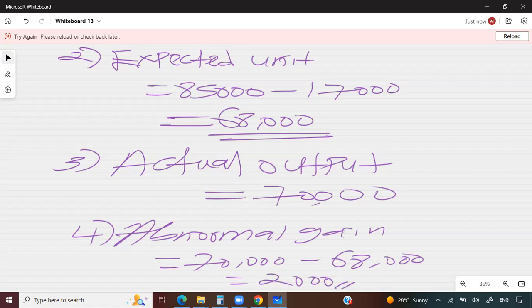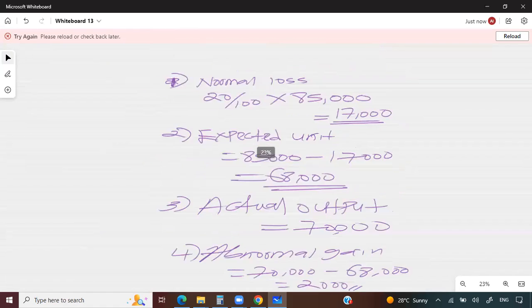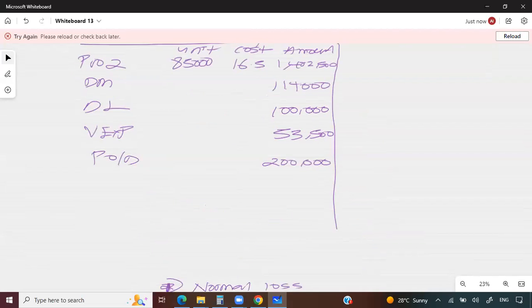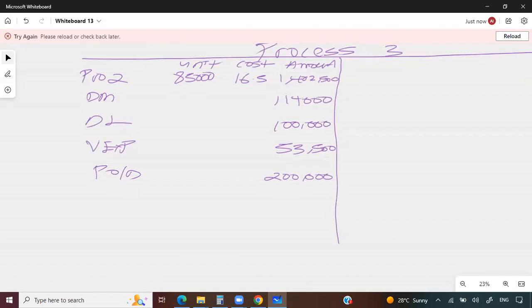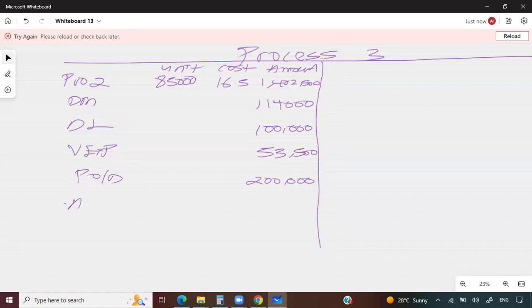So that's just it. We'll just come here and say abnormal gain. Abnormal gain of 2.